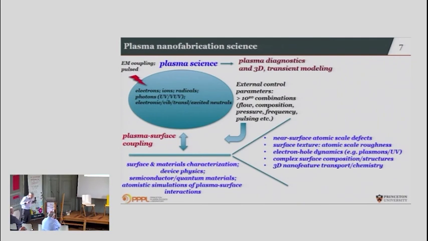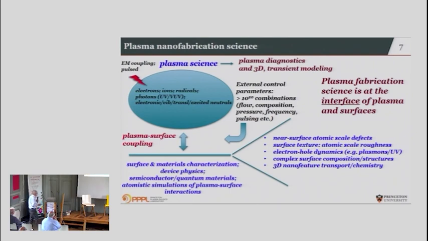Although the technology is very widely used in the industry, there are a lot of things we don't understand even qualitatively. For example, how does the plasma create or modify atomic scale defects at the surface? One of the things that's very important in many applications is the surface texture. You can roughen or smooth the surface with the plasma. People don't understand how this works even qualitatively. You generate electron hole pairs in the semiconductors, plasmons, UV light. That's not well understood. How does that change the surface chemistry, for example? The surface composition and structures are very complex. And in general, we're dealing with three-dimensional nanofeatures within which there's transport chemistry, and that's not well understood at all.